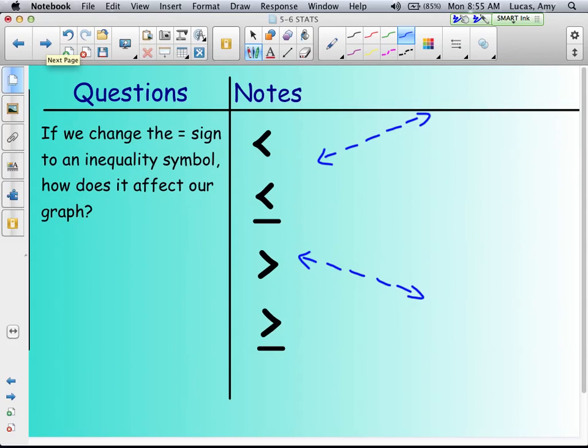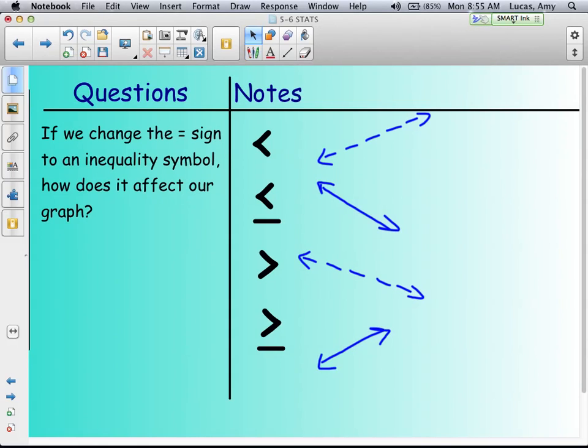And then we're going to see some solid lines when we have the equal underneath, whether it's a less than or equal to or a greater than or equal to. Those boundary lines are solid because the equal underneath means you include the points that are on that line. You include them in your solution set.